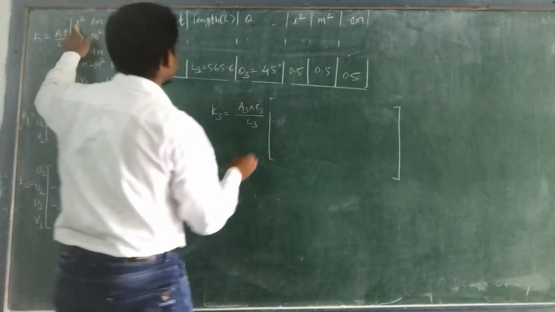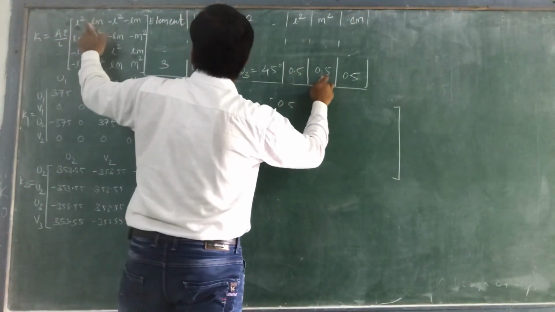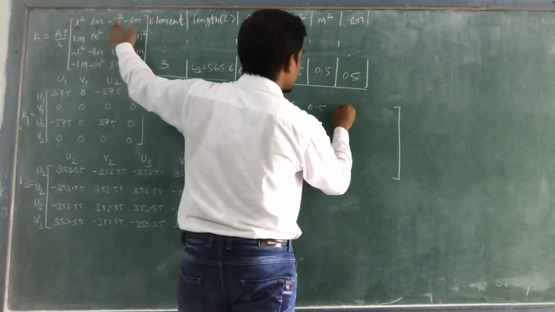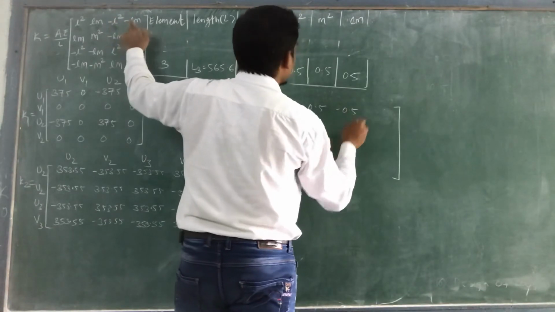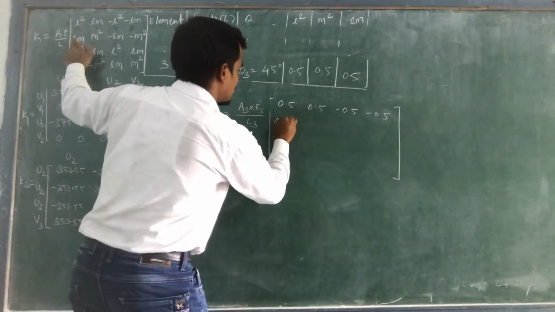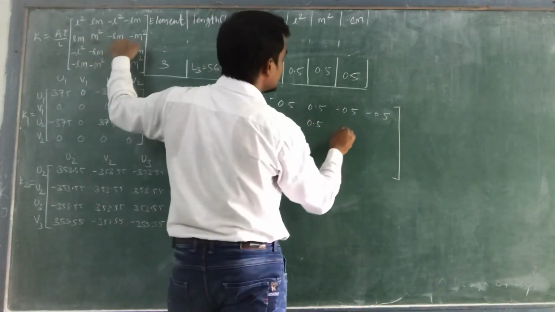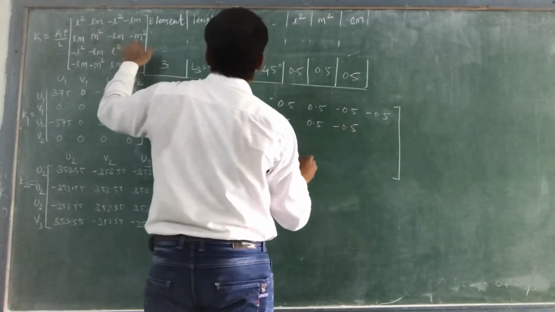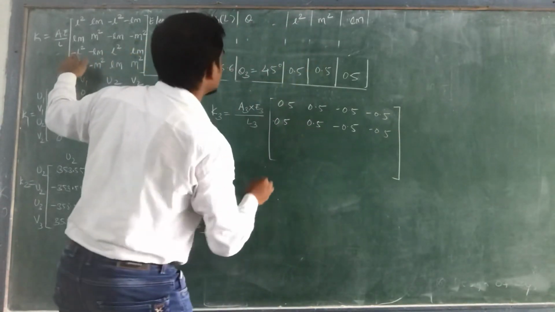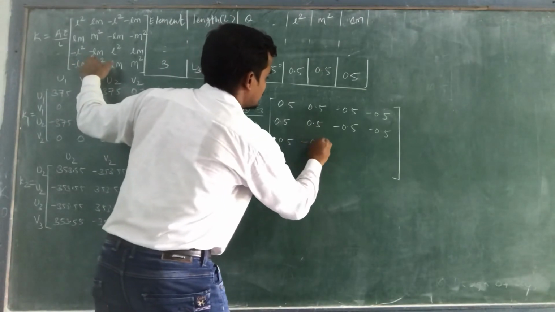So first, L square is what? 0.5. Sorry, Ln is what? 0.5. Minus L square is minus 0.5. Minus Ln is minus 0.5. Similarly, Ln is what? 0.5. M square is what? 0.5. Minus Ln is what? Minus 0.5. Minus M square is what? Minus 0.5. Then minus L square is what? Minus 0.5. Minus Ln? Minus 0.5.